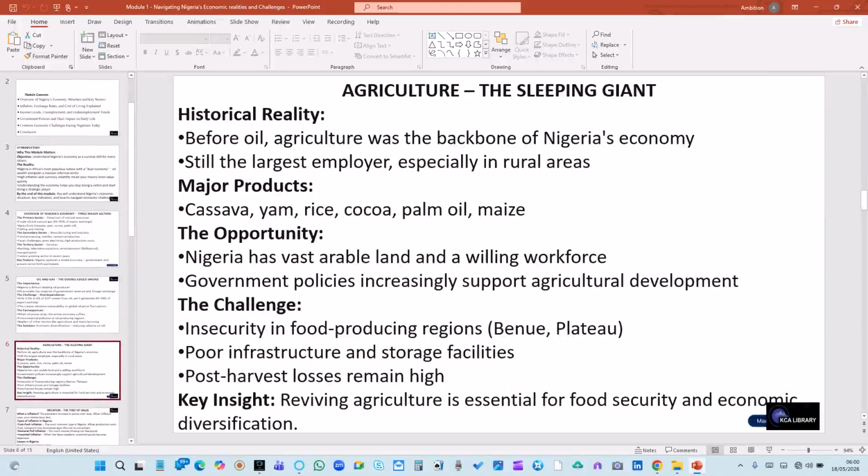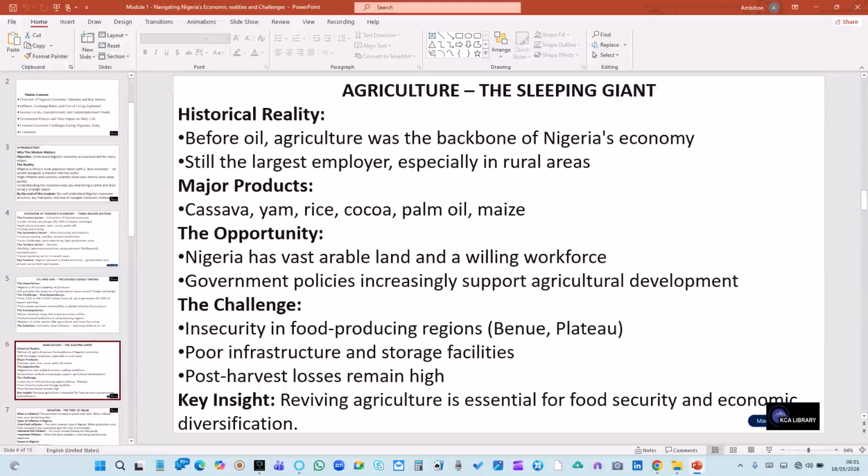Historical reality: before oil, agriculture was the backbone of the Nigerian economy, and it is still the largest employer, especially in rural areas. Major products from agriculture include cassava, yam, rice, cocoa, palm oil, and maize. The opportunity exists. Nigeria has vast arable land and a willing workforce. Government policies increasingly support agricultural development.